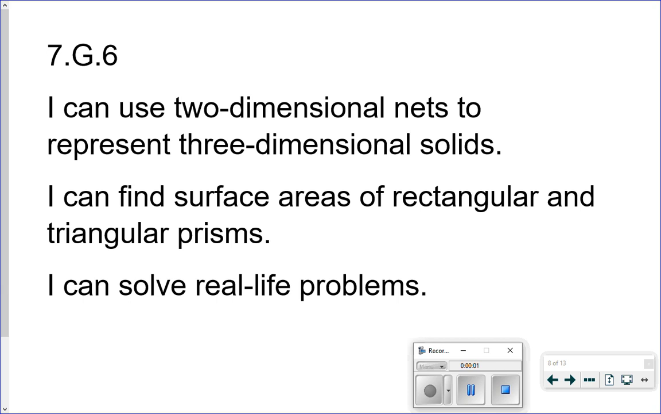Today we are revisiting 9.1 surface area of prisms. Our I can statements are: I can use two-dimensional nets to represent three-dimensional solids. I can find surface areas of rectangular and triangular prisms, and I can solve real-life problems.